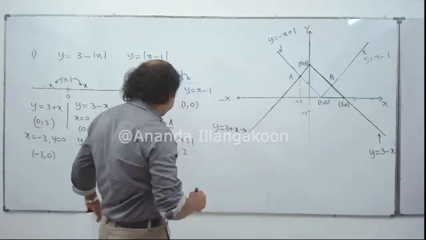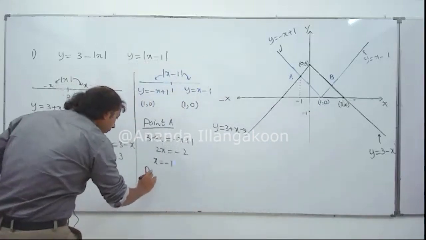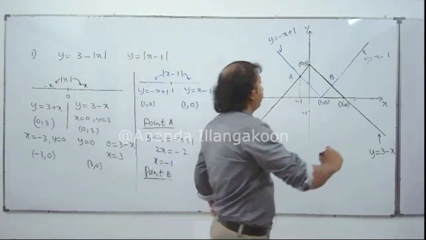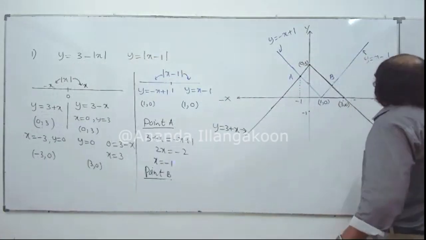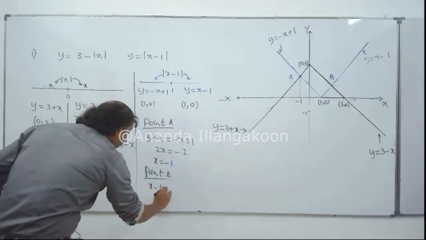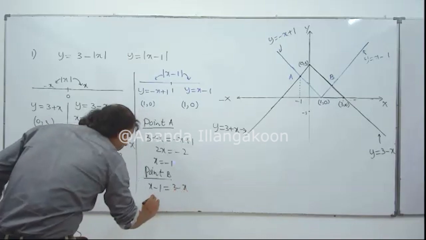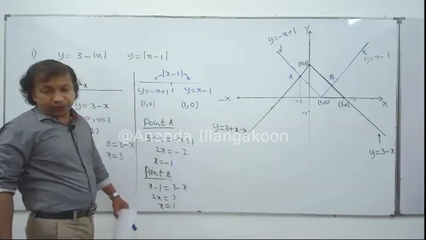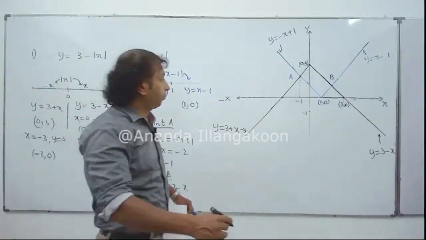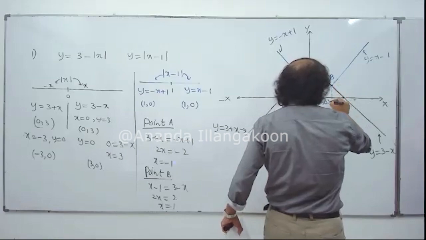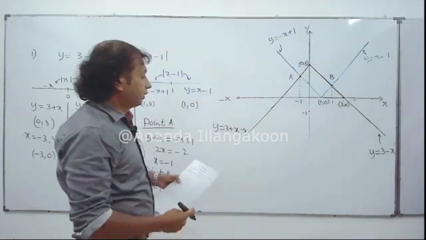Point B. How? Equate this and this. x minus 1 equals 3 minus x. 2x equals 4. x is 2. Here. Right. What is the question asking?